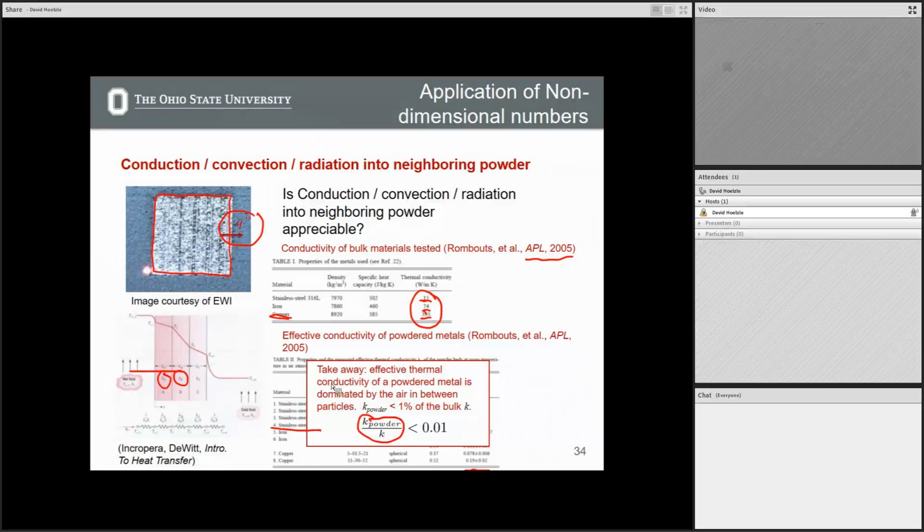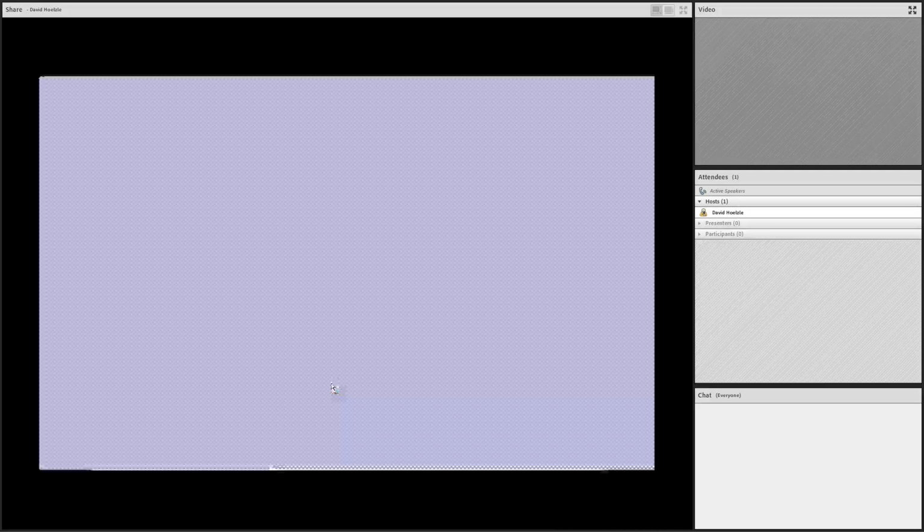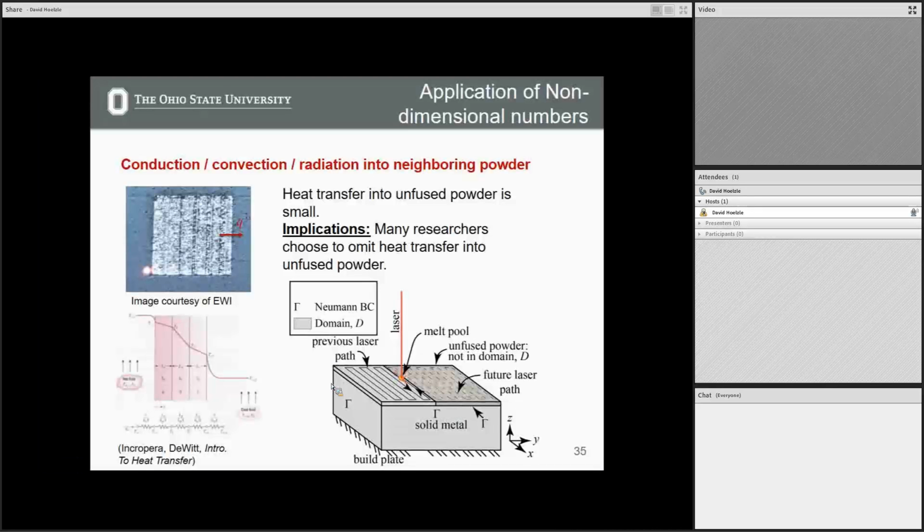Okay. So I'm saying this has essentially become the standard in the field of trying to model the physics of additive manufacturing. It's one of the first things people do: they say, all right, let's simplify the problem. And what they do is they say that this is a Neumann boundary condition at the edge of the part.